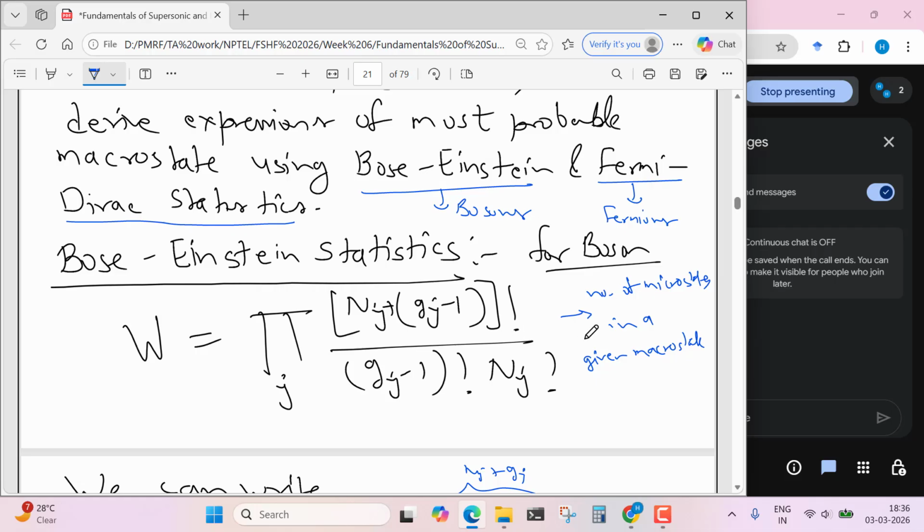So the number of microstates in a given macrostate is given by W equal to pi j Nj plus Gj minus 1 factorial upon Gj minus 1 factorial into Nj factorial. This we have already seen before in the derivation.